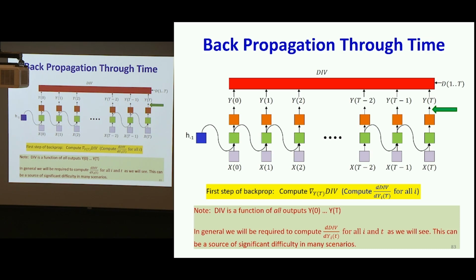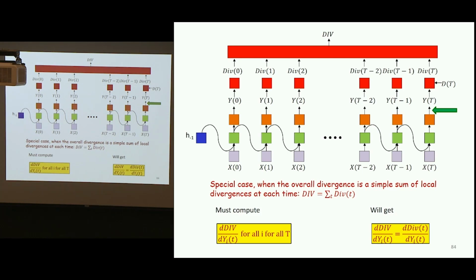Correct? So there are some special cases where this divergence can simply be thought of as the sum of the divergences at individual times. In that case, it's very trivial to compute the derivative of the divergence for each time. It's simply going to be the derivative of the local divergence with respect to the corresponding y value. But in the generic setting, that's not going to be feasible. You should not imagine that this is the generic case, okay?